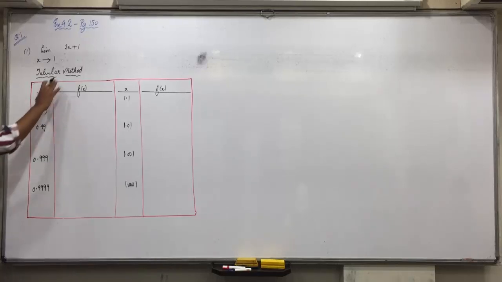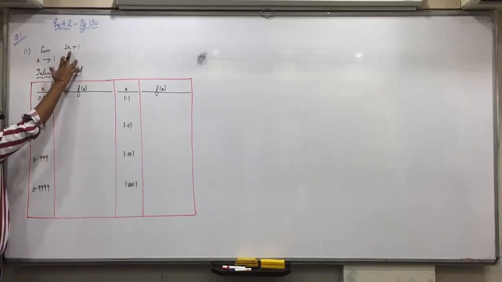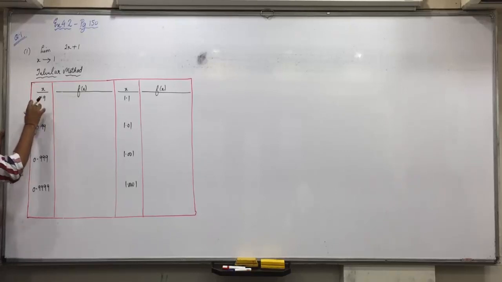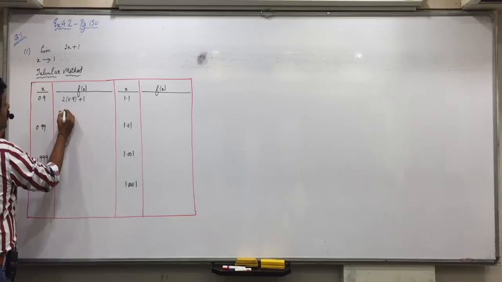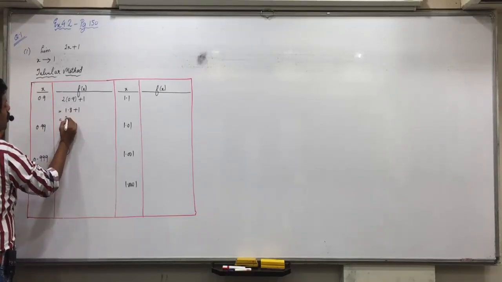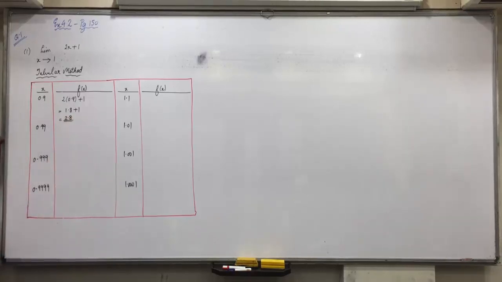Now see, the function f(x) is 2x plus 1. In x we have to substitute 0.9. 2 into 0.9 plus 1, 1.8 plus 1, 2.8. And as I was saying, these right side calculations are not required to be shown. You can directly do it in the calculator and write it in exams. This one is simple, but the next functions will be complicated, so I'll explain how to do it in the calculator. Is everyone clear with the first one? Yes.